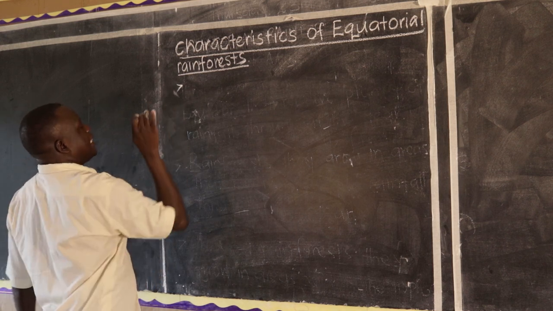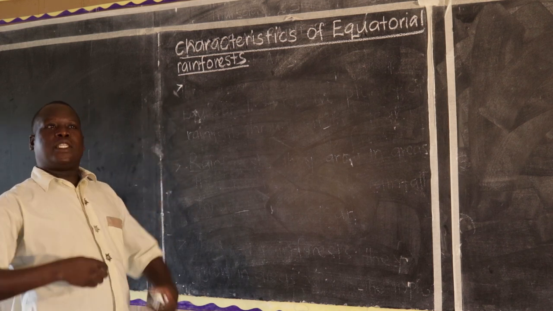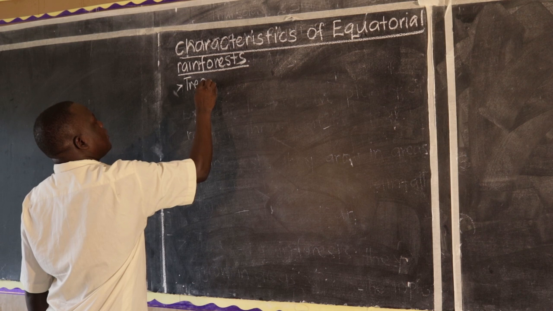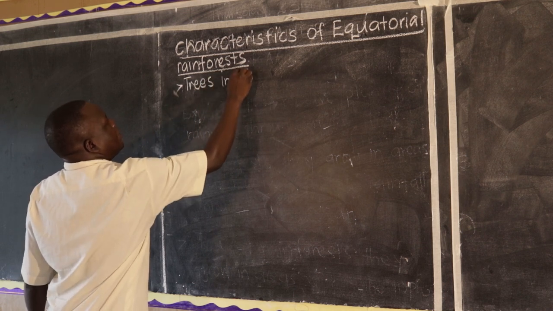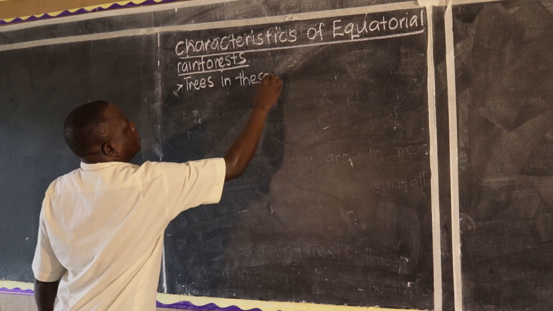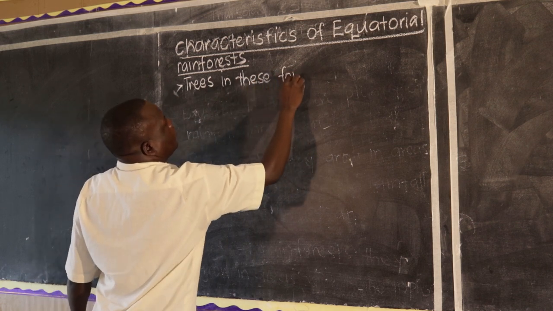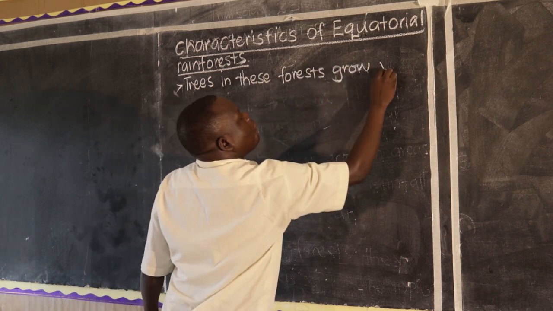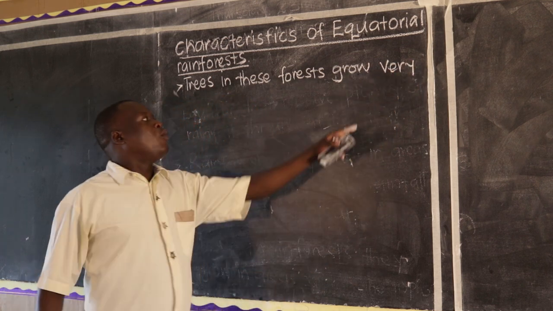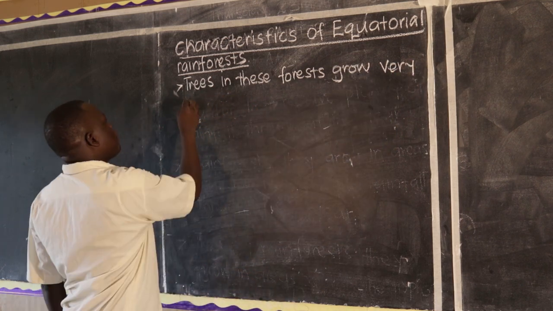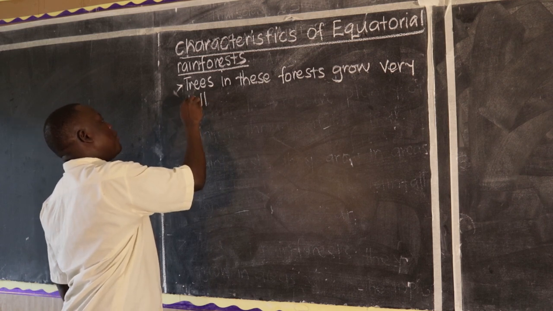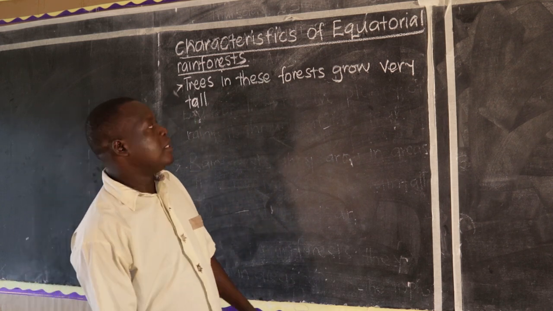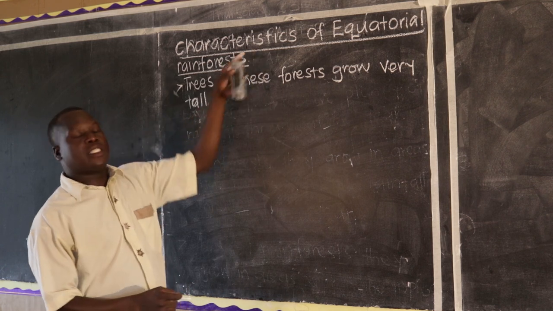So let's look at the characteristics. How do these trees or forests look? One, the trees in these forests grow very tall. Take note of this word, very. Compared to other areas, you'll find that the trees in equatorial regions or equatorial forests grow very tall.